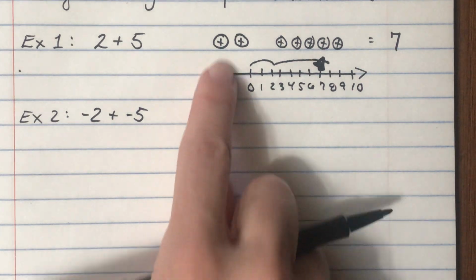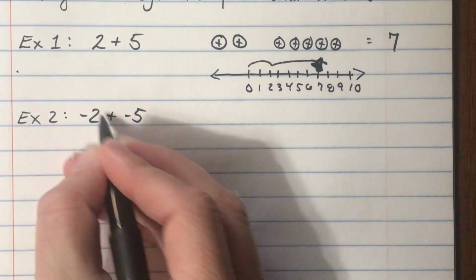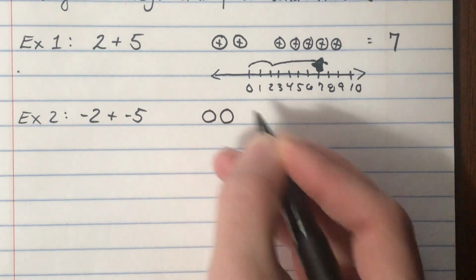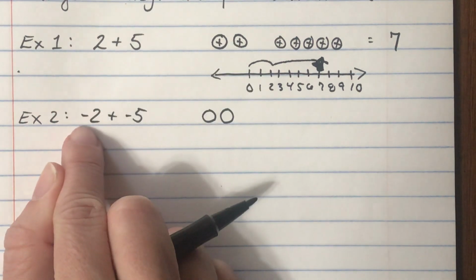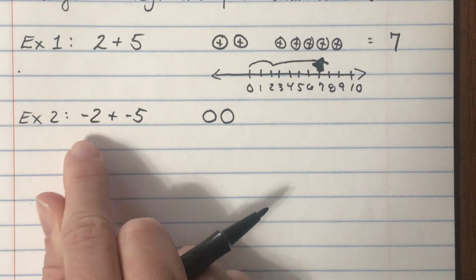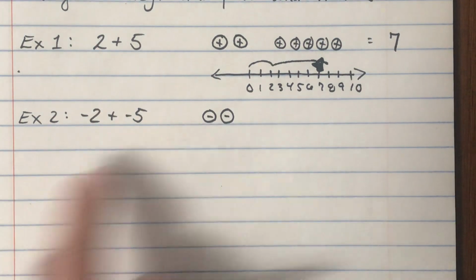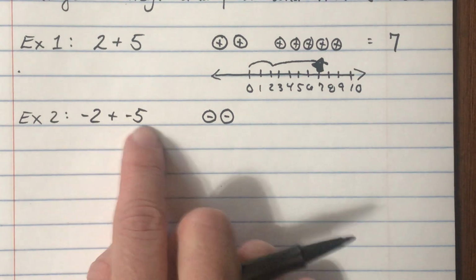So again, we're going to use the chip model first, or the circle model. And so what I'm going to do is represent my first number first. So I'm going to draw 2 chips. But now, instead of putting positives in them, because this 2 is a negative number, all I'm going to do is draw little negative signs inside of my circles. All right, so I've got 2.